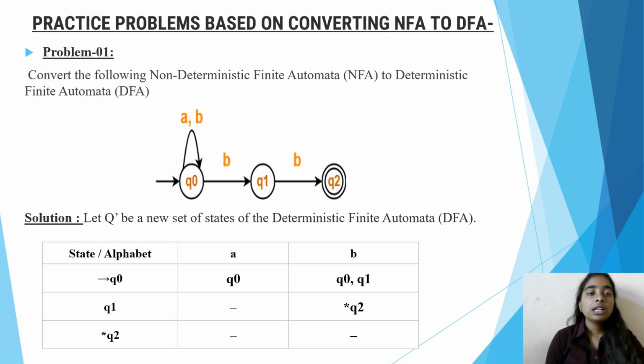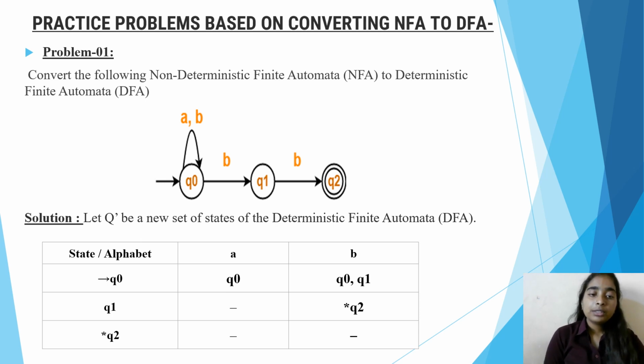Problem 1: Convert the following non-deterministic finite automaton, NFA, to a deterministic finite automaton. In this example, we can see that there are three states: Q0, Q1 and Q2. On Q0, we have the transitions A, B to Q0, and from Q0 to Q1 we have the transition element B. From Q1 to Q2, we have the transition element B, and Q2 is a final state. Let us see the solution.